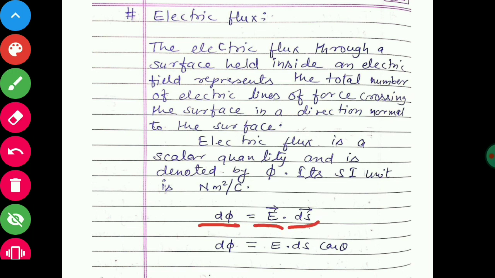d phi is E vector dot ds vector, because electric flux is a scalar quantity, so there is a dot product. And when we take the magnitude only, due to the dot product, d phi is E ds cos theta.